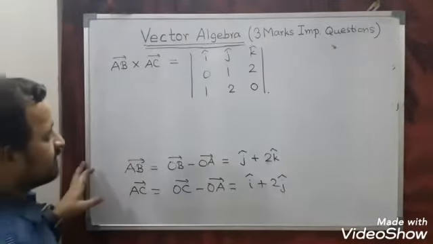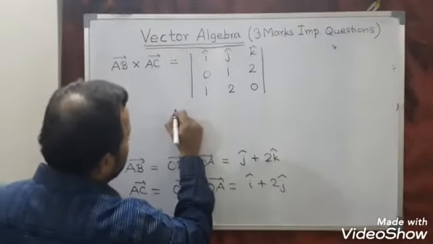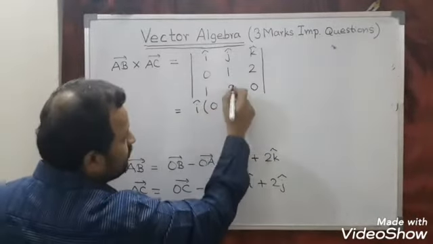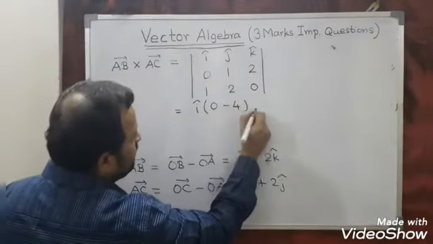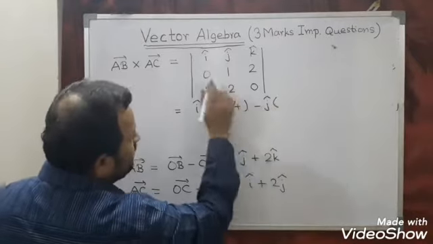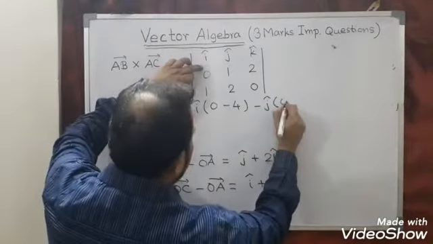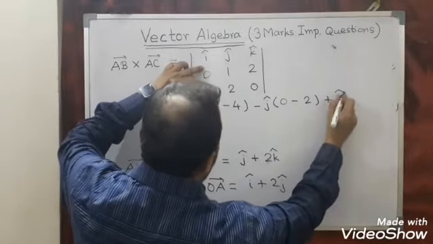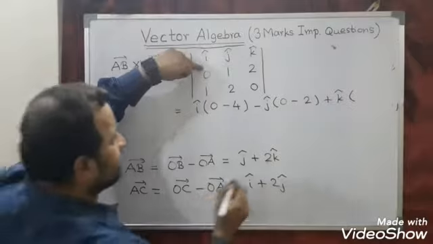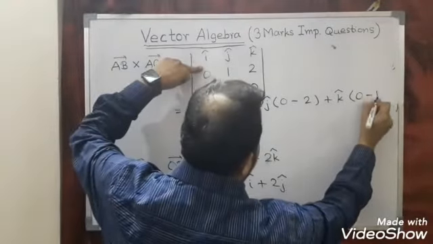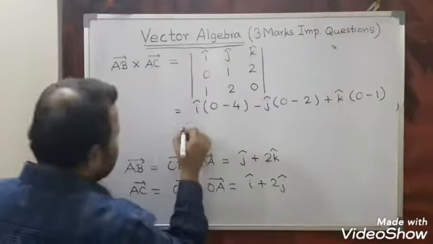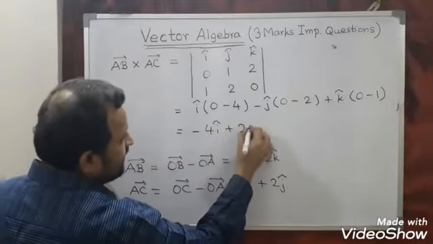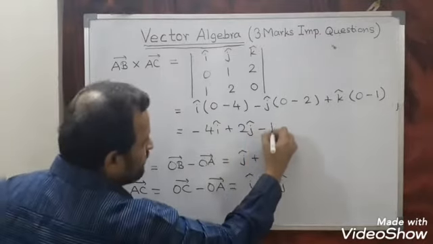Let us expand the determinant. So this I can write as: i vector, 1 into 0 is 0, 2 into 2 is 4, so minus 4; minus j vector, 0 into 0 is 0, minus 1 into 2 is 2; plus k vector, 0 into 2 is 0, minus 1. So this we can write as minus 4i plus 2j minus k cap.